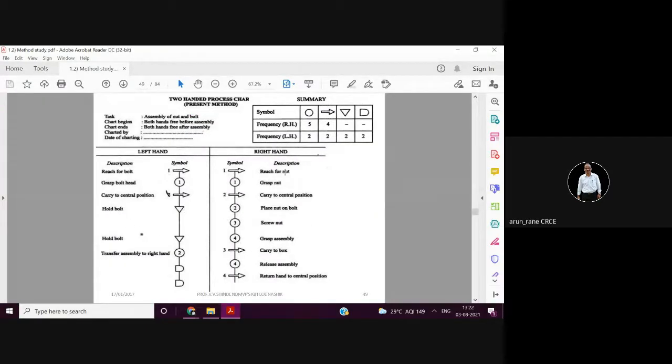Now this is a two-handed process chart. This is important from your short note point of view: explain the two-handed process chart with an example. So the two-handed process chart, that is the assembly of nut and bolt. The chart begins with both hands free before assembly, and the chart ends with both hands free after assembly.